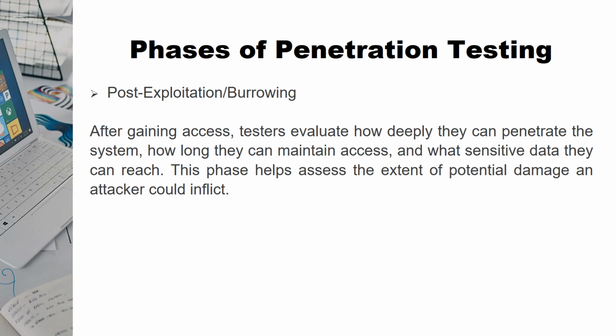After gaining access in stage 5, here we want to maintain access, right? For example, the tester might attempt to move laterally within the network to access confidential files or escalate privileges to gain control over critical systems. Understanding the extent of possible damage is vital for organizations to prioritize their security improvements.